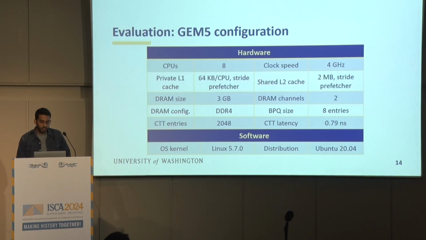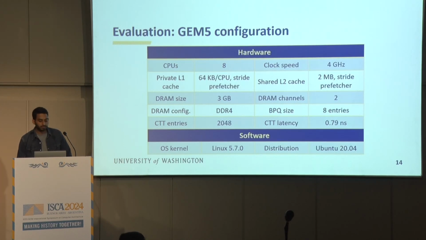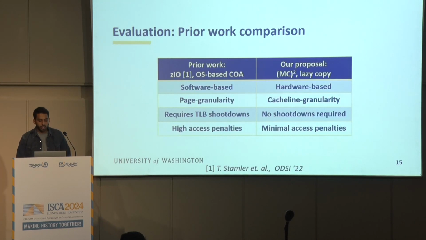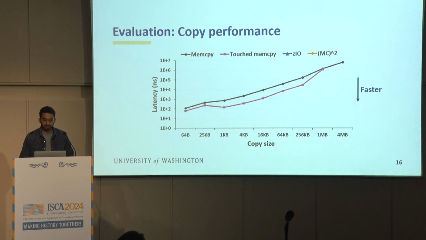But to answer these questions, we make use of Gem5, a cycle-level CPU simulator, and we simulate a configuration that is supposed to model a scaled down CPU server node with 8 CPUs. So wherever possible, we compare against Zio, which is a state-of-the-art OS-based copy-on-access mechanism, which makes use of OS-managed page tables to alias copies. Zio is essentially the OS-based approach to lazy copying, but it requires expensive page table management operations, and it has high access penalties because of page faults.